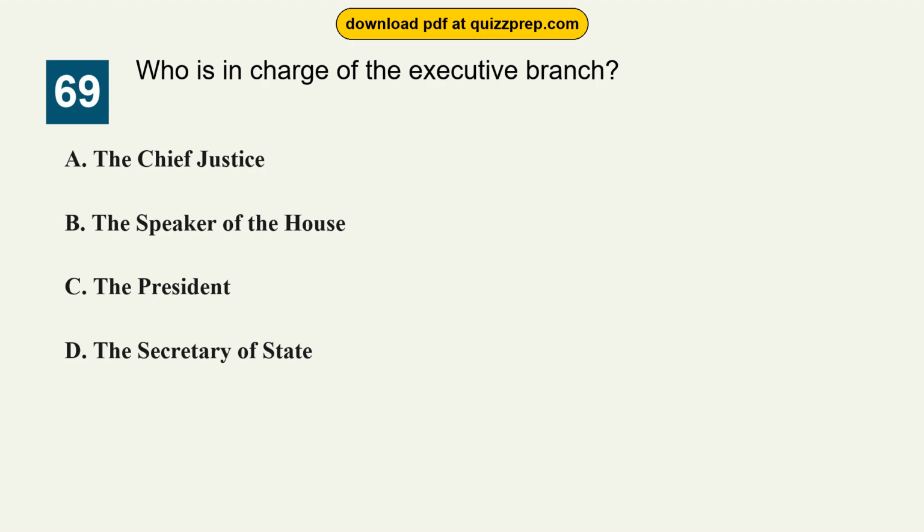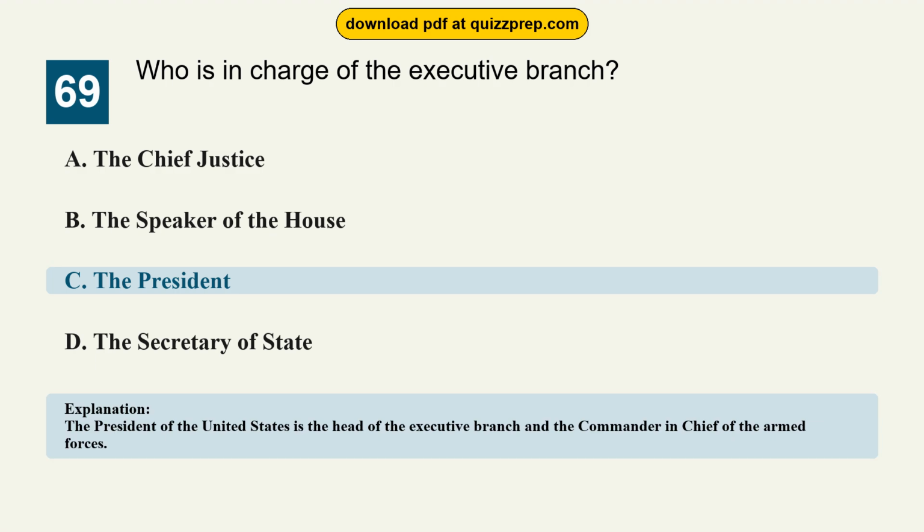Question 69. Who is in charge of the executive branch? Option A, the Chief Justice. Option B, the Speaker of the House. Option C, the President. Option D, the Secretary of State. The correct answer is option C, the President. The President of the United States is the head of the executive branch and the Commander-in-Chief of the Armed Forces.